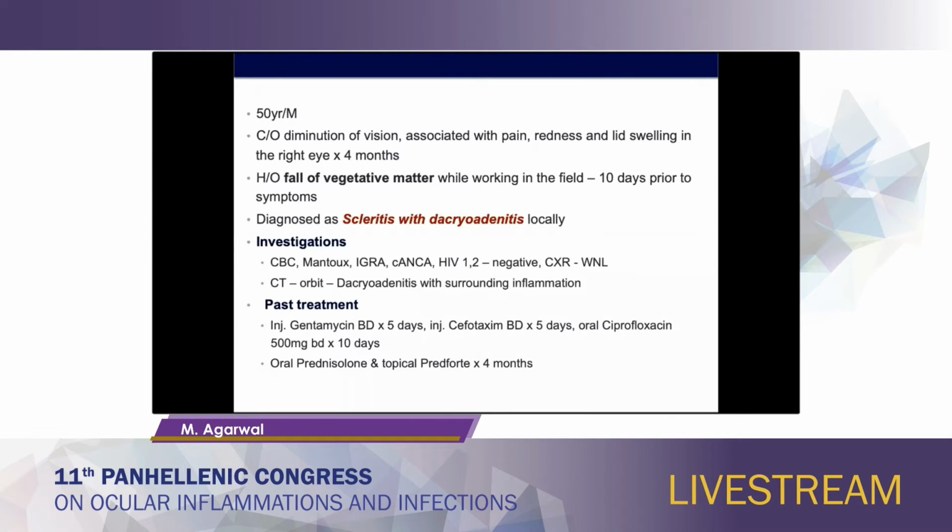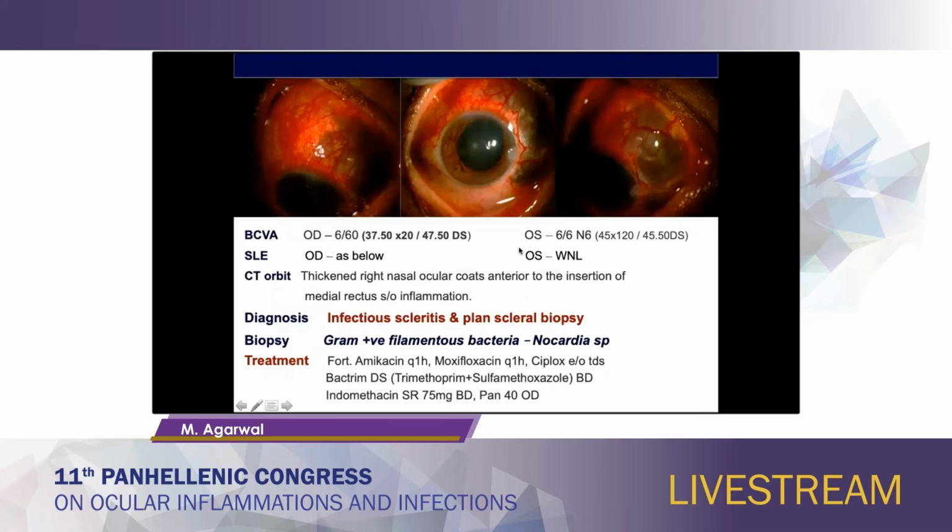Another interesting case, a 50-year-old patient who had a history of vegetable matter falling in his eye while working in the fields 10 days prior to the symptoms. He was diagnosed as scleritis with dacryocystitis. The workup was normal and he was treated in the past with intravenous and oral prednisolone as well as antibiotics. So look at what we see. It's a scleral necrosis with areas of scleral thinning, tortuous vessels, and again a yellowish-white lesion here. The anterior chamber did not show anything, he underwent scraping, and gram-positive filamentous bacteria were seen.